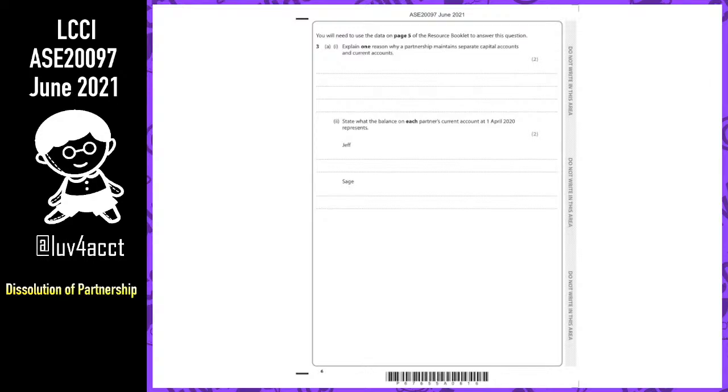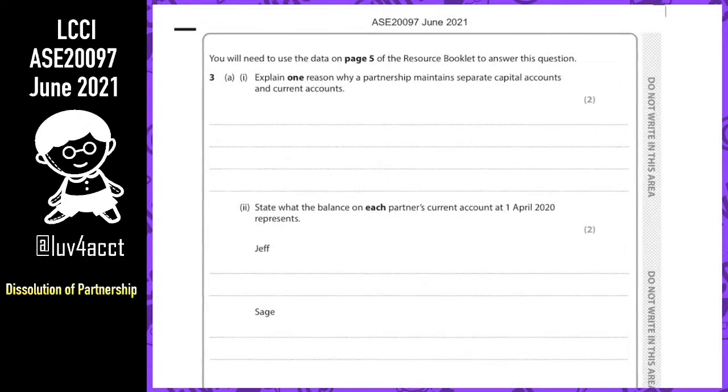Okay, so first of all, explain one reason why a partnership maintains separate capital accounts and current account. So for partnership capital account, there are 2 systems. One is called the fixed capital system. One is called the floating capital.